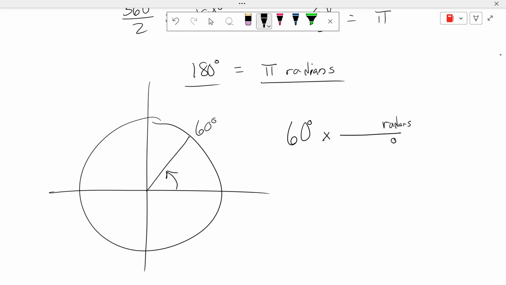You did this in physical science all the time. Your unit conversions. What you're going to goes on top. What you're going from goes on the bottom. Okay? I bet you did this in chemistry too, or you should have. So 60 times pi, 60 pi divided by 180 is pi over 3 radians. So 60 degrees equals pi over 3.